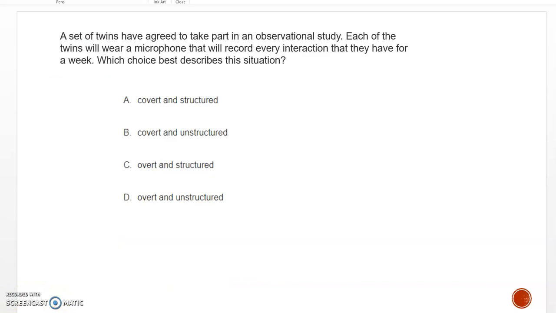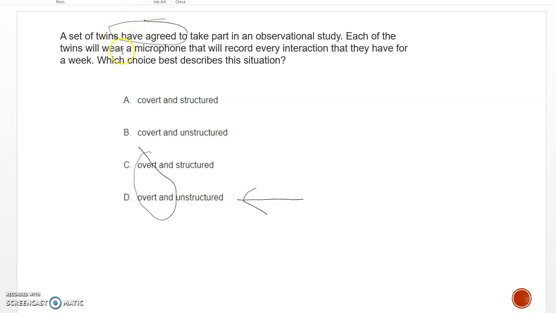One more example. A set of twins have agreed to take part in an observational study. Each of the twins will wear a microphone, and that will record every interaction they have for a week. Which choice best describes it? Again, you could pause it and then come back for the answer.